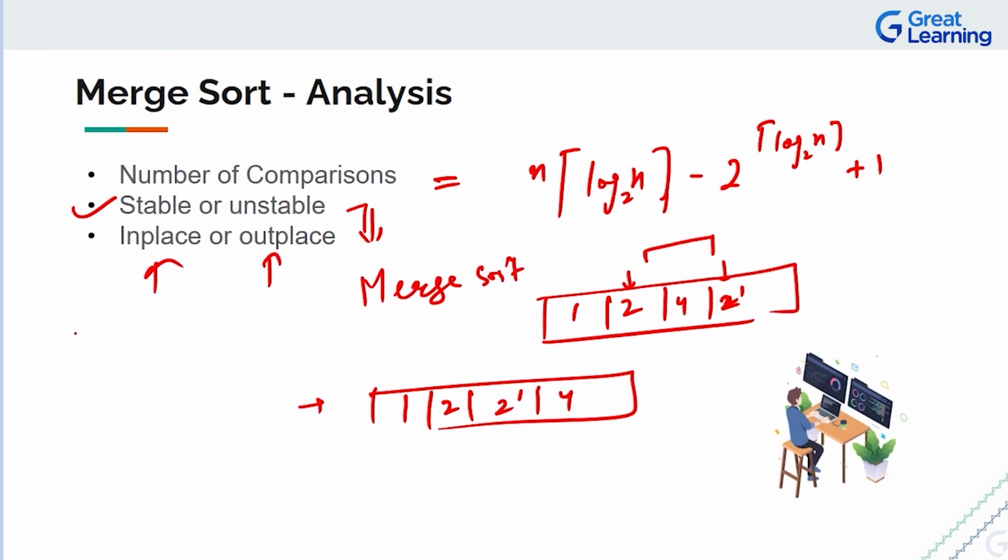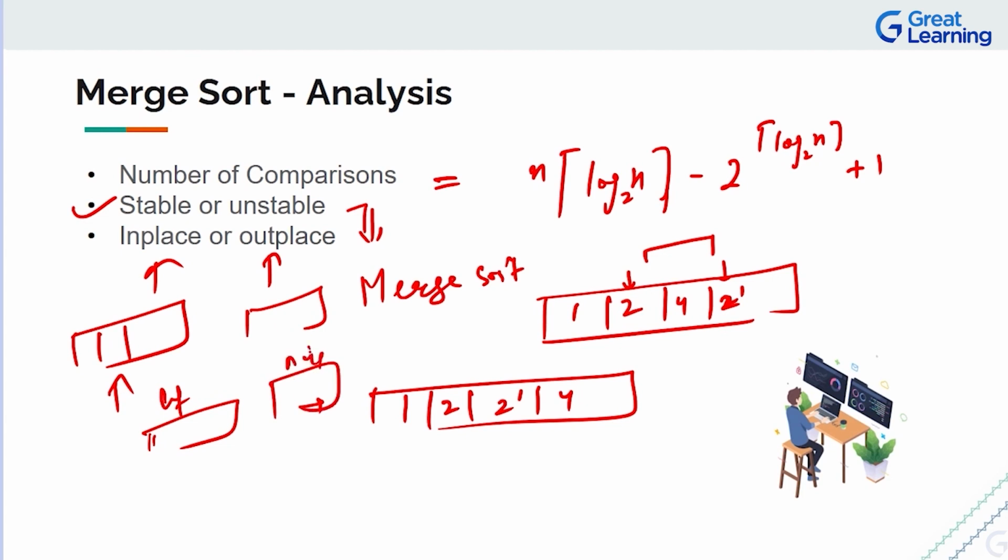So it is stable. And what about in place or out of place? In place means that you are not using any extra memory, but in our merge sort, as we had already seen, we were using two arrays, that is the left array and the right array, for storing, which also helps us in comparing the values and then inserting them in the original array. So we are creating extra memory, right? So in that case, this is an out of place algorithm. All right. So this is the whole analysis of merge sort.